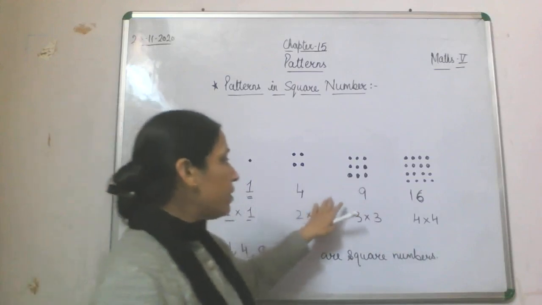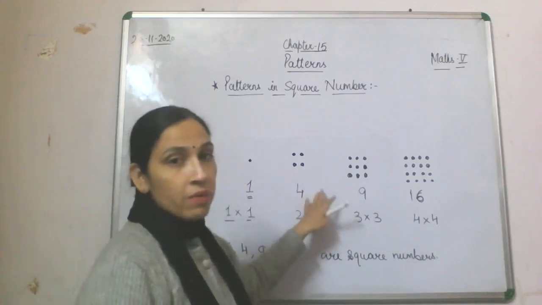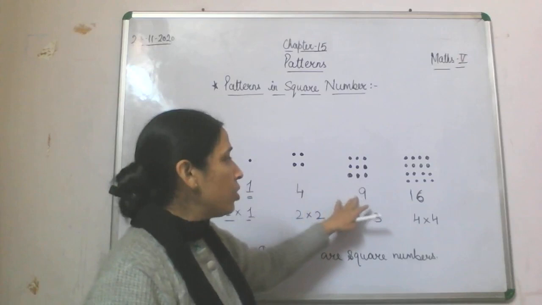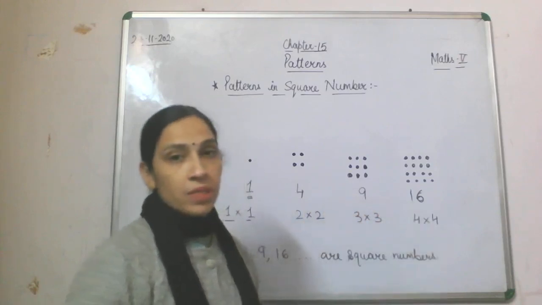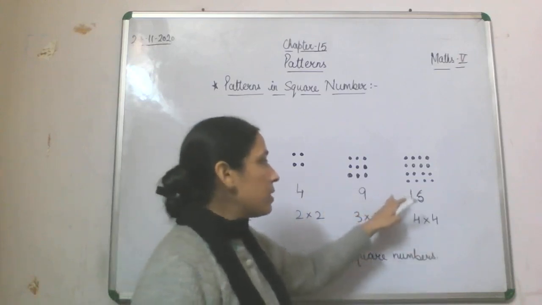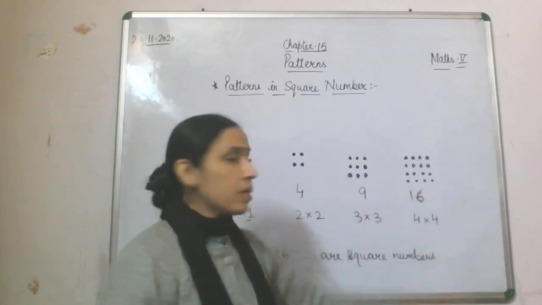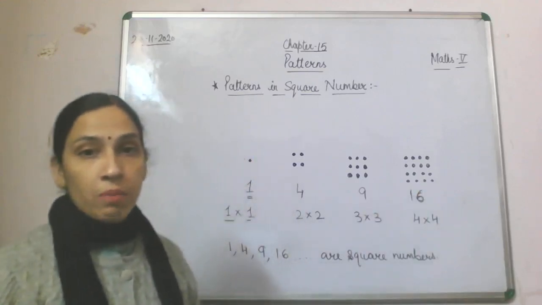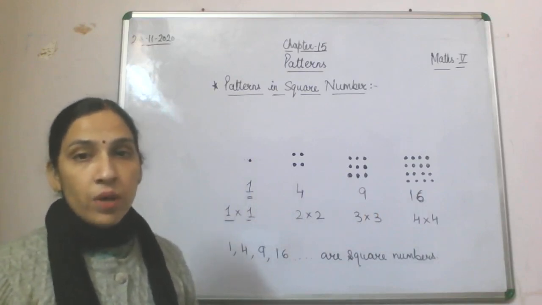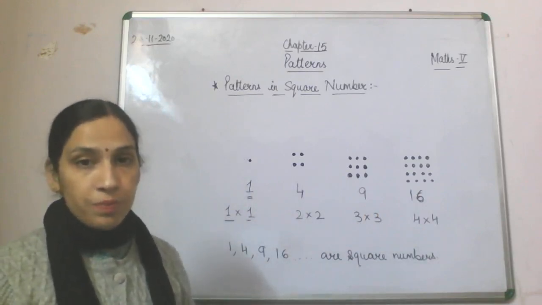Next even number, the next odd number, 5. After 5 we will be having 7. So 7 plus 9 will become 16. Then 16 plus 7, after that we will be having 11. So that will become the next square number. So in this way we can find it out.